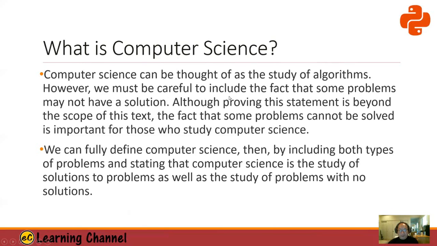However, we must be careful to include the fact that some problems may not have a solution. That may be too hard, or not feasible for the machines we have at this time. Although proving that is beyond the scope of this course, the fact that some problems cannot be solved is important for those who study computer science. It may be too hard, or actually it has a contradiction, so it never has a solution. We can carefully define computer science then by including both types of problems and stating that computer science is the study of solutions to problems as well as the study of problems with no solution.